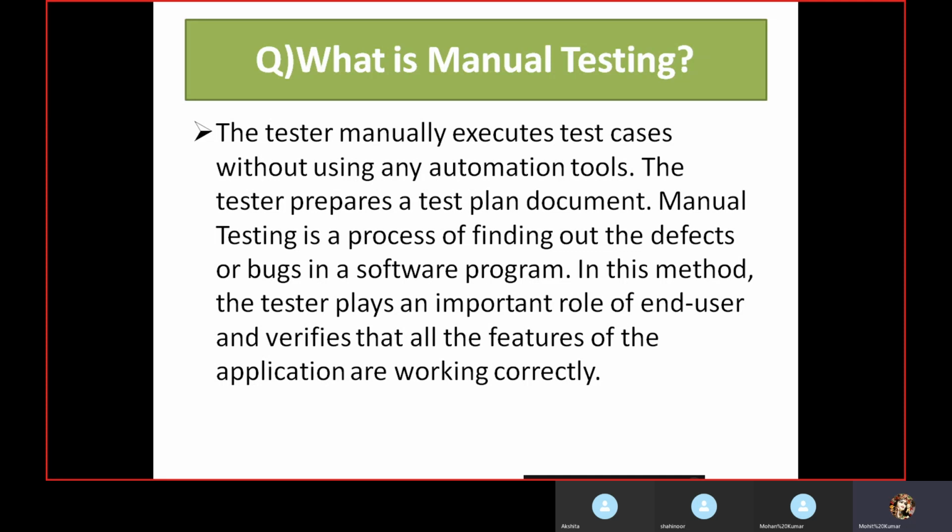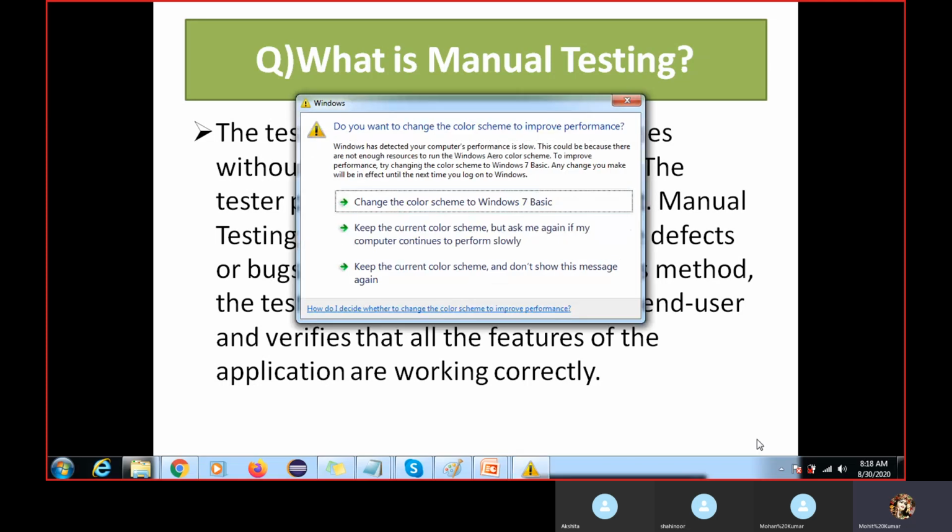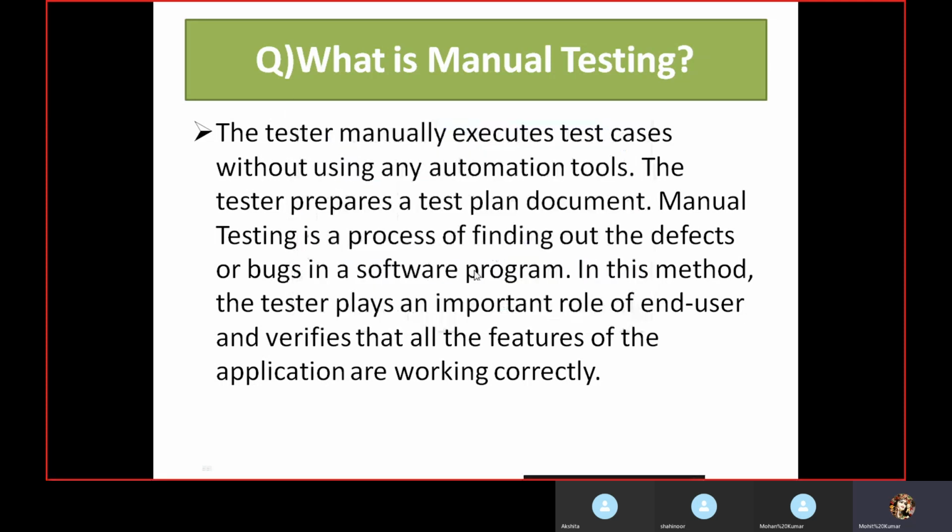The tester prepares the test plan document. Actually we are not preparing it; the team lead or manager prepares the test plan document. As per the test plan document, the manual testing process finds the defect or bug, as per the FRS, the functional requirement document. Today I will teach you, when I start the software development life cycle, then you will get the testing process. What is the testing process, right?